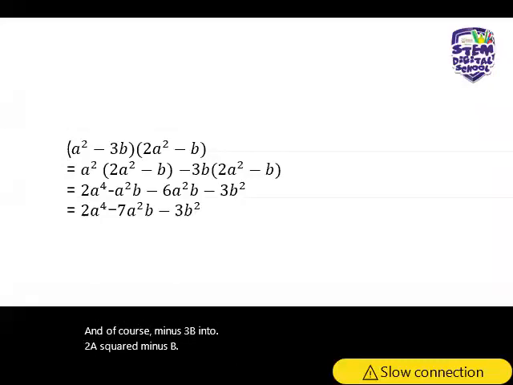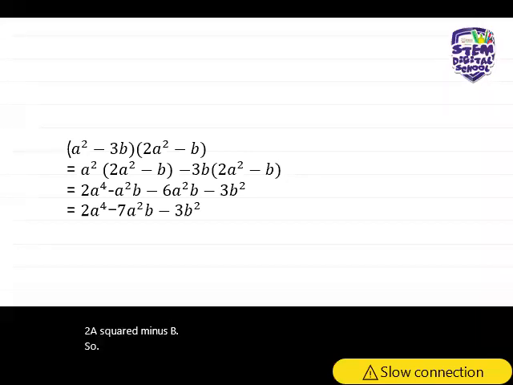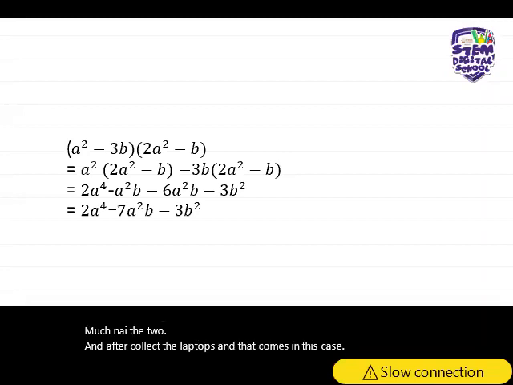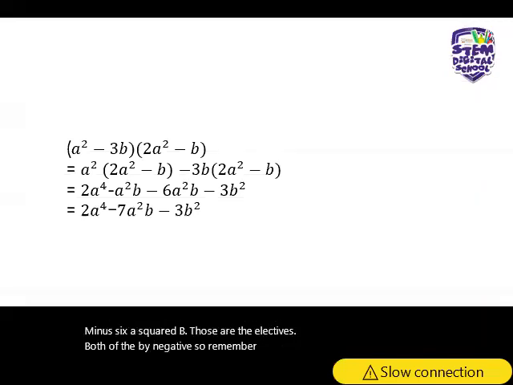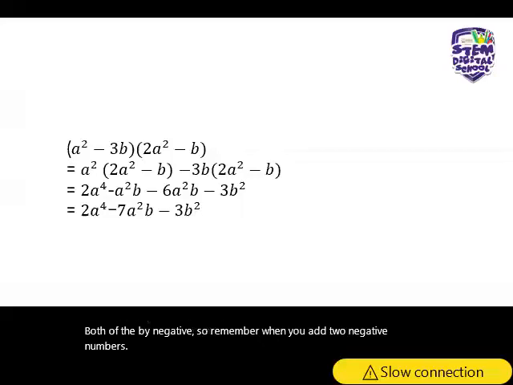So you proceed as such to demonstrate the importance of ensuring that you multiply the two and thereafter you collect the like terms. And the like terms in this case are clearly indicated. If you look at negative a squared b minus 6a squared b, those are the like terms. Both of them are negative. So remember, when you add two negative numbers, you will get a negative number.